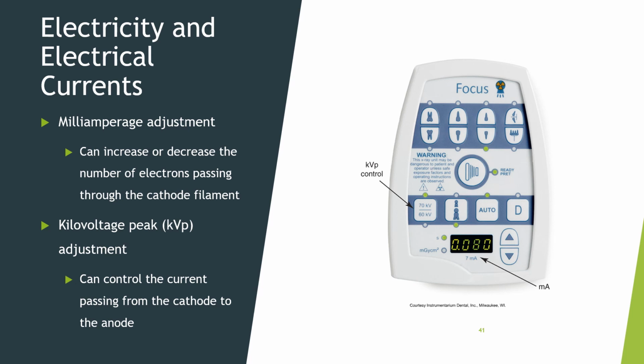These X-ray control panels are completely set at 7 mA. So in milliamperage adjustment, you could increase or decrease the number of electrons passing through the cathode filament. However, ours at Concord will not let you. And then kilovoltage peak, the kVp adjustment, we can control the current passing from the cathode to the anode.